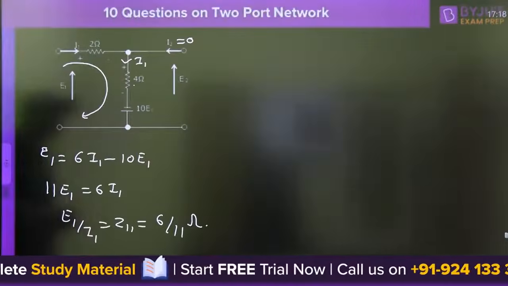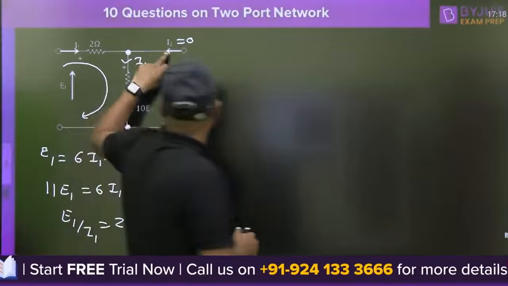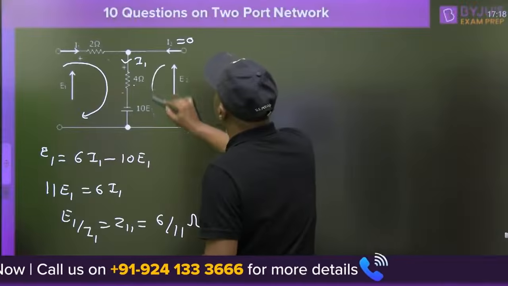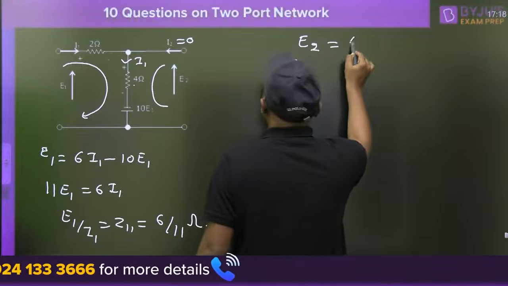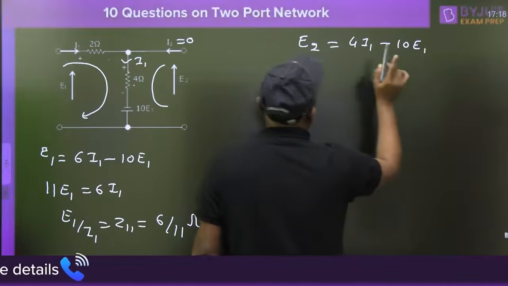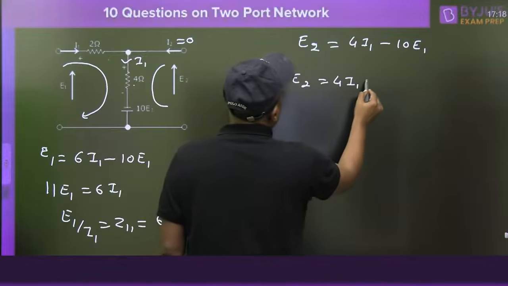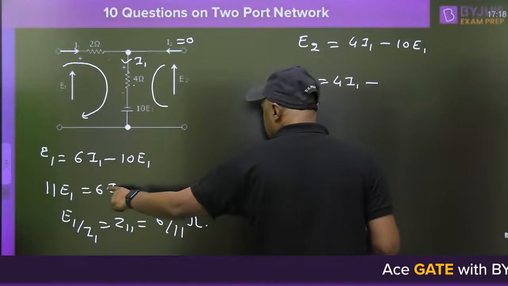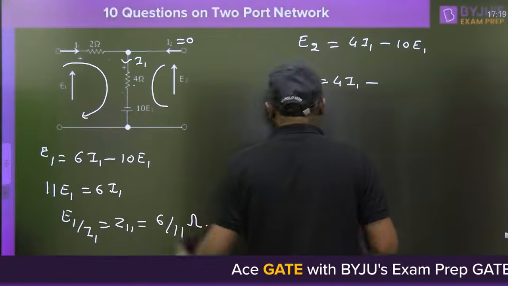So what is the Z21? Z21 is E2 by I1. So what is the E2? You can write a KVL in this loop. When I am writing the KVL, E2 will become 4 I1 minus 10 E1. Now E2 is equal to 4 I1 minus, what is the E1? E1 is equal to 6 by 11 I1.